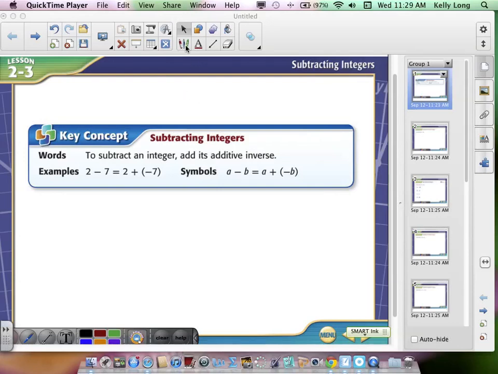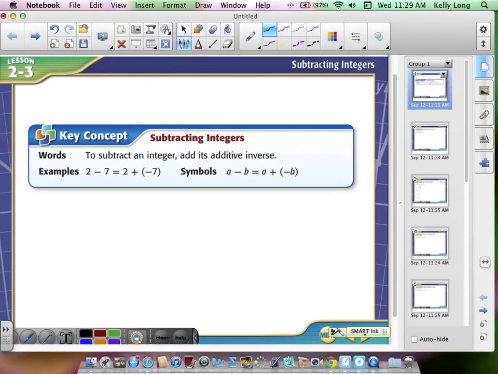Okay, this is going to be your notes for lesson 2-3. You'll need your blue foldable out, so go ahead and pause the video and get that out if you don't already have it. Alright, today we're talking about subtracting integers.